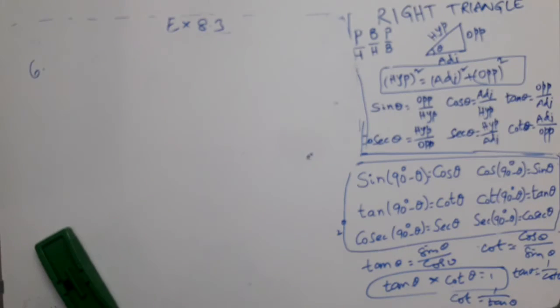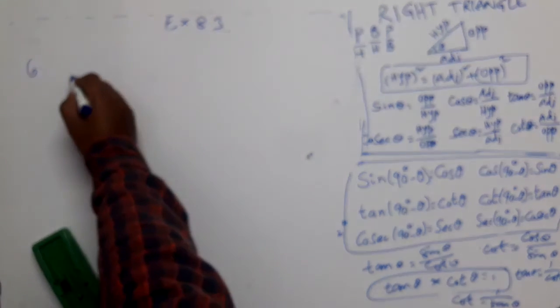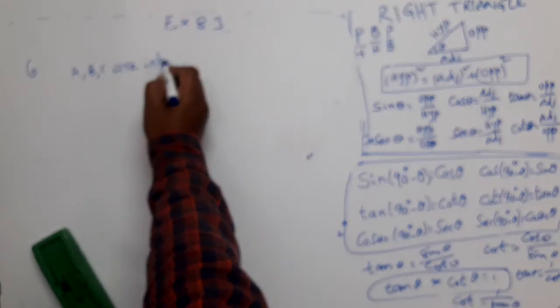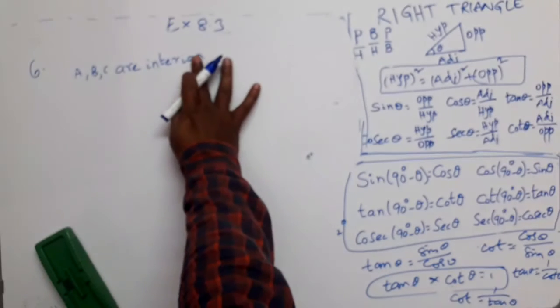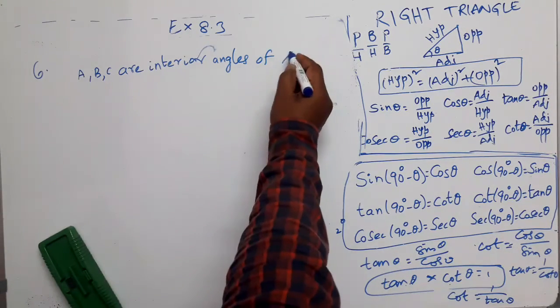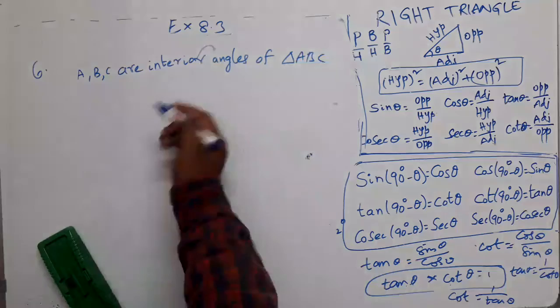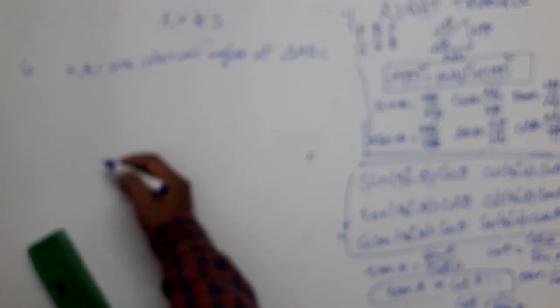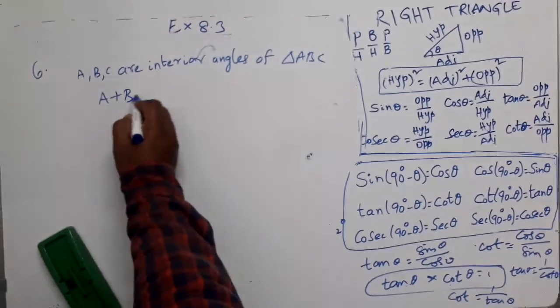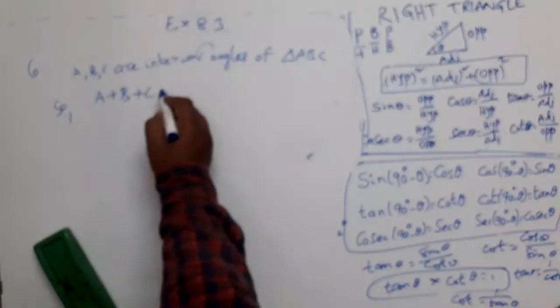If A, B, C are interior angles of triangle ABC, then show that. What is given? A, B, C are interior angles of triangle ABC. That is given. What can you infer from this? That means in a triangle ABC are angles, interior angles, of course. What is the sum of the angles? Angle sum property, 180 degrees. Let us say this is equation 1. That is given, right?